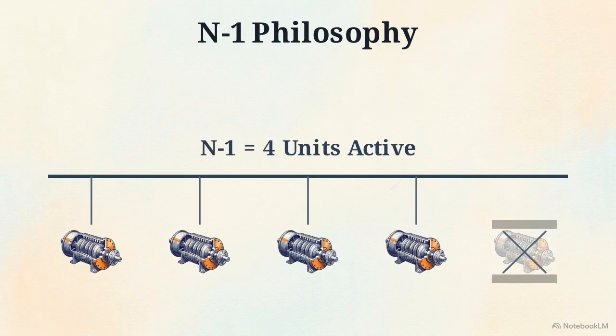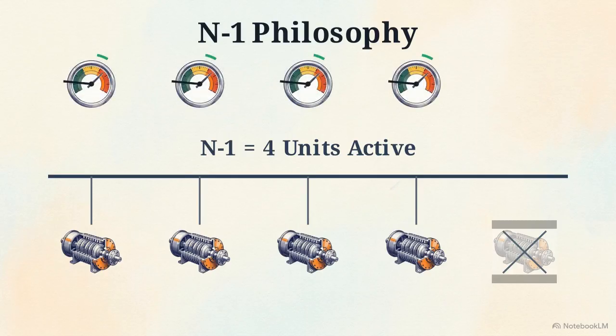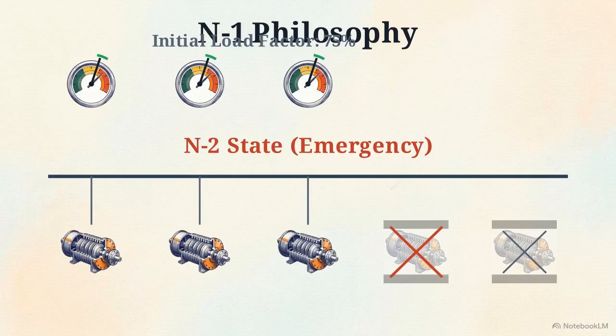For the 4 active generators, we calculate the initial load factor. As the gauges show, these running turbines must operate between 70 and 85% of their rated capacity to achieve optimal thermal efficiency. The true test of the system is an unexpected trip. Watch what happens when one of those 4 active generators suddenly fails, dropping the isolated grid into an N-2 state. The remaining 3 turbines must instantly absorb a massive spike in demand. We call this the post-disturbance overload factor.